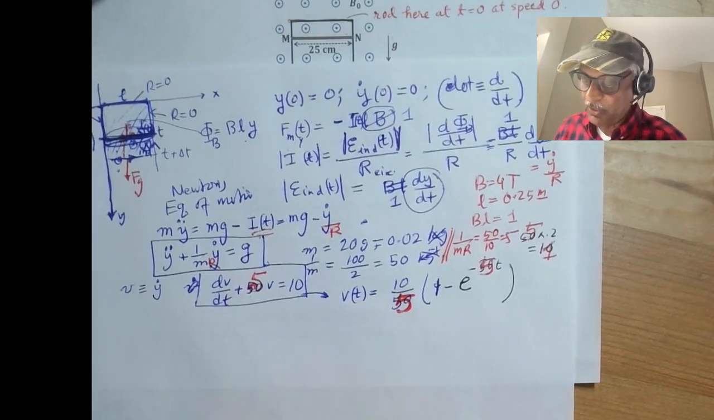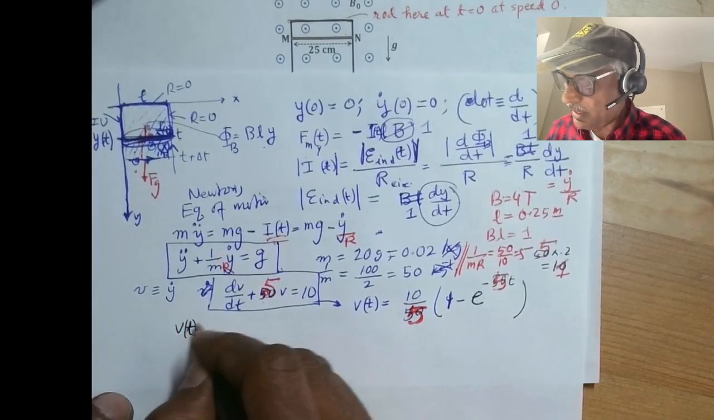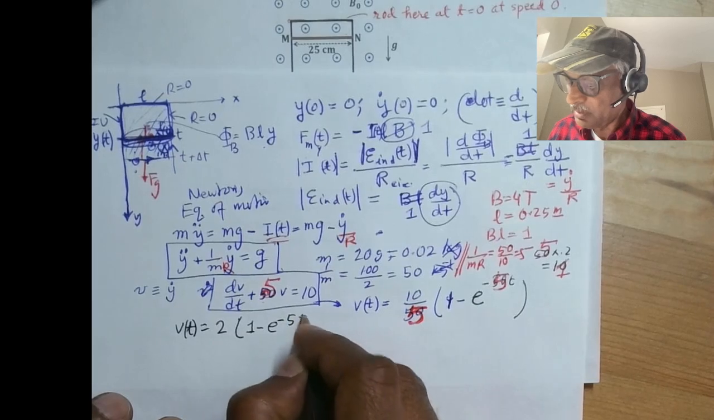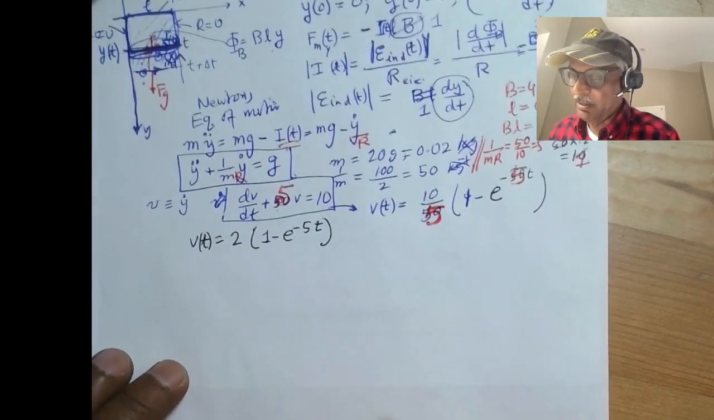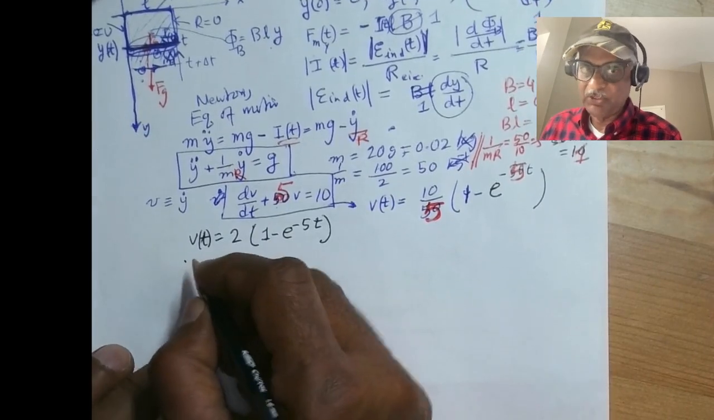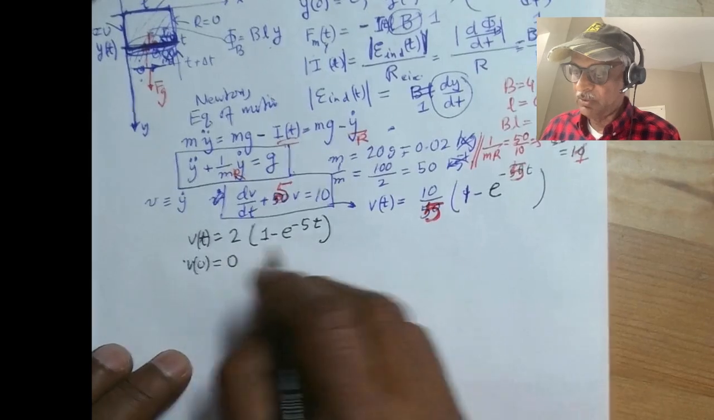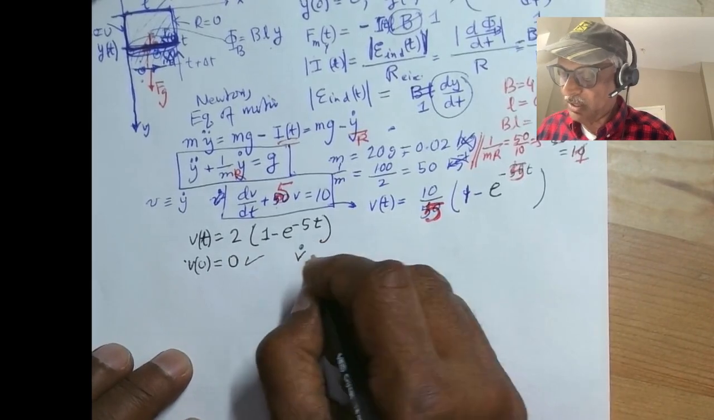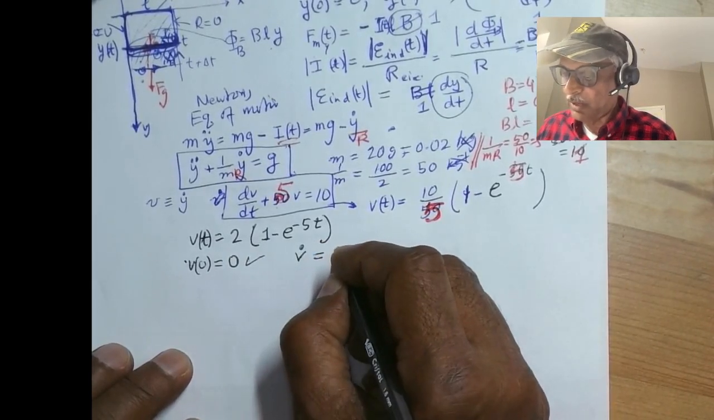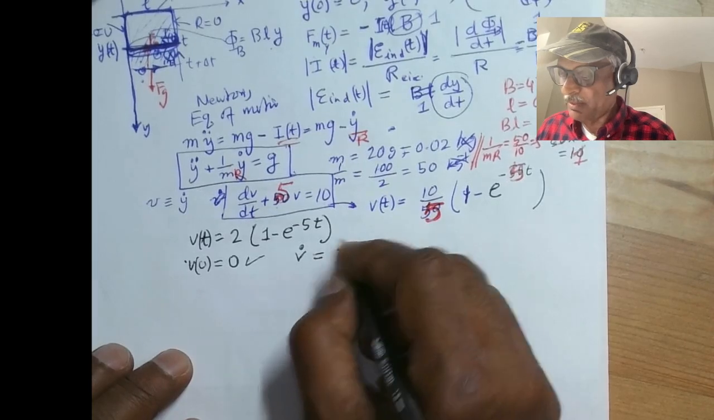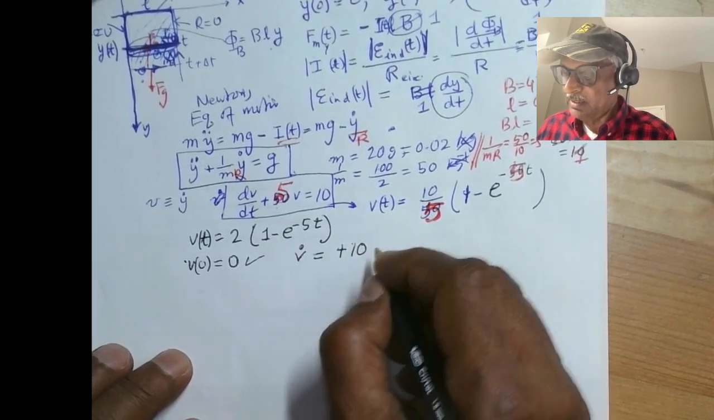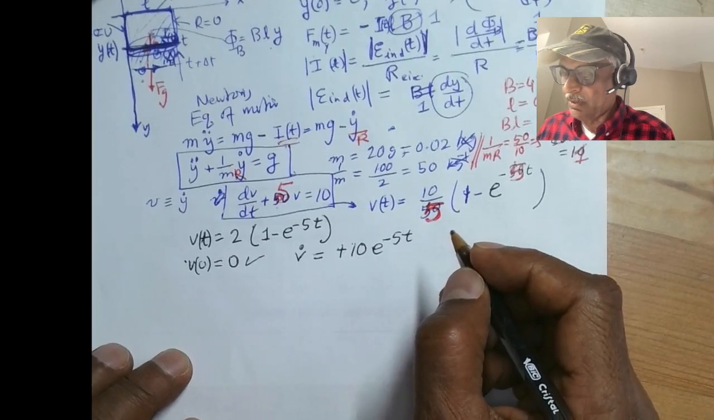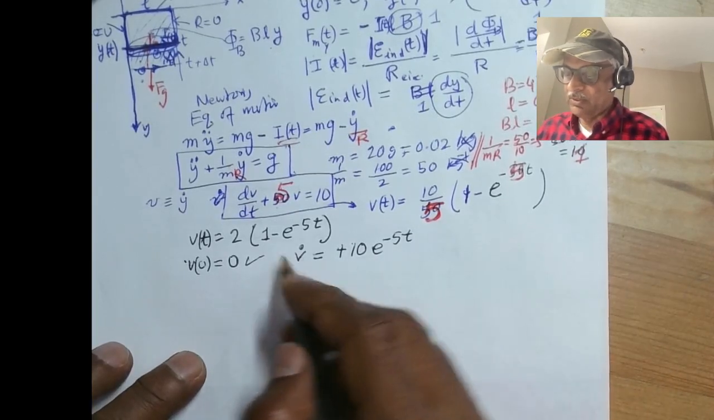So this V of t is 2 times 1 minus e to the minus 5t. Let's make sure that V of 0 is 0. Yeah, that's correct. And let's also check V dot, which equals plus 10 e to the minus 5t. Okay, so do I get V dot?